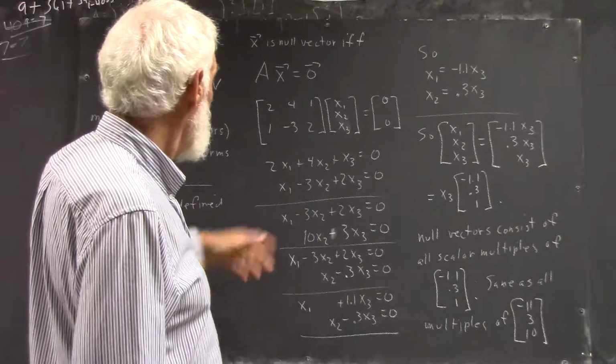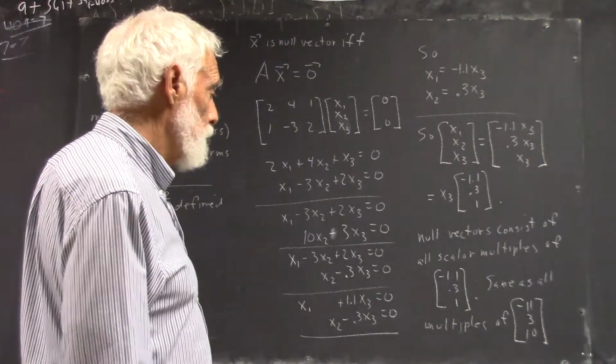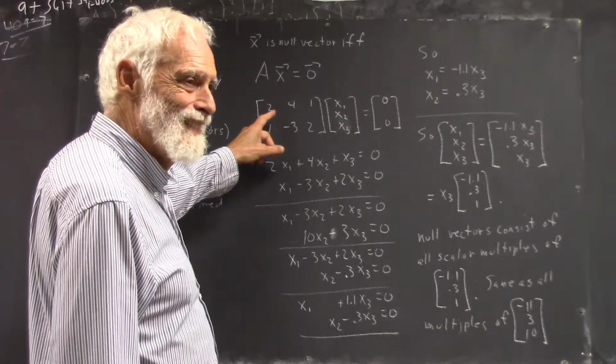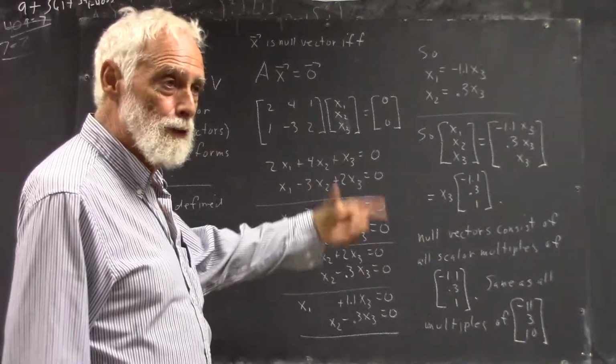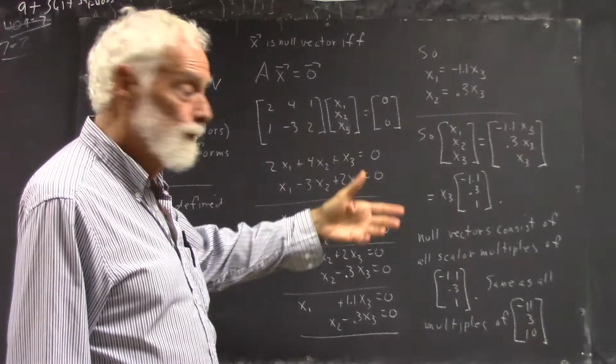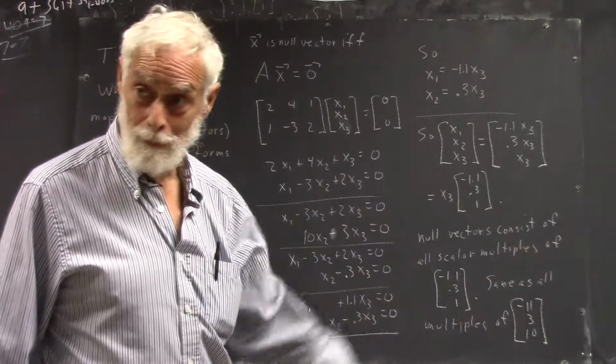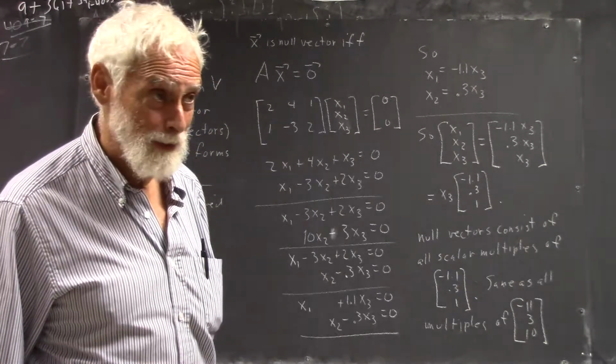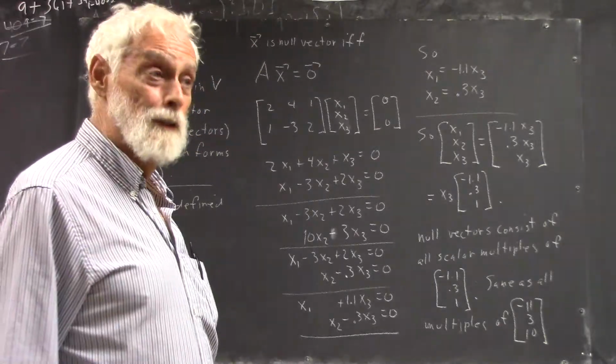Well, let's see if it's so. 2 times negative 11 is negative 22. Not going to work. Oh yeah, it is. 3 times 4 is 12. Negative 22 and 12 is negative 10. 1 times 10 is 0. So I'm 95% sure I did everything right. Actually, I go about 98 or 99.